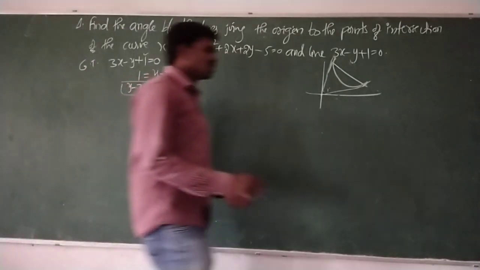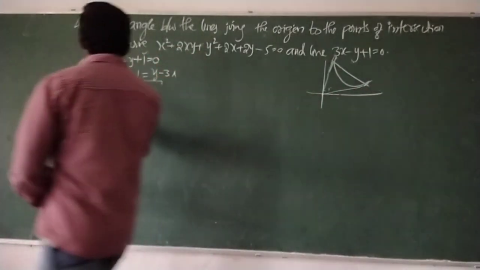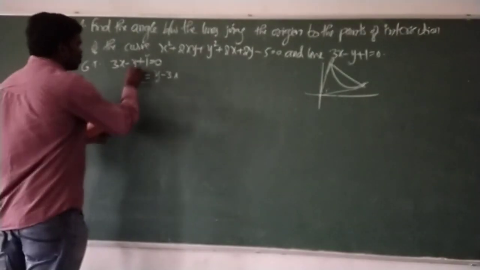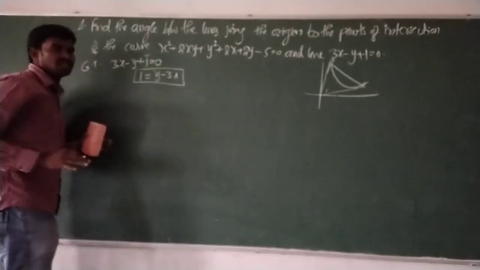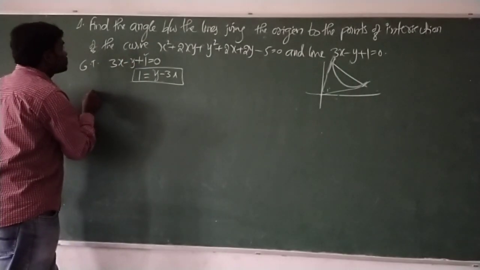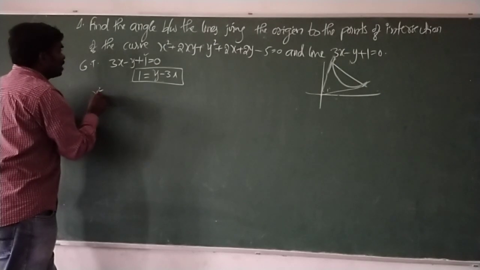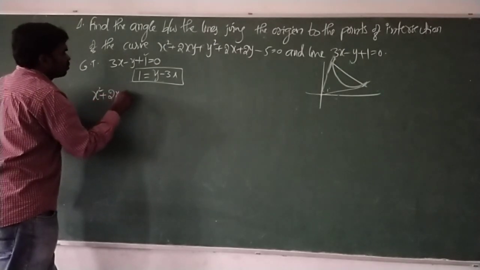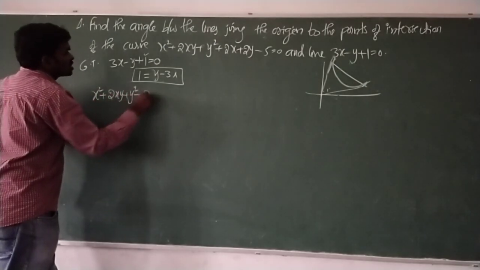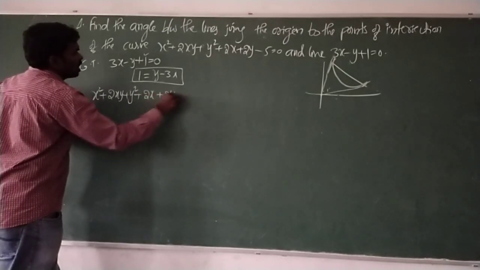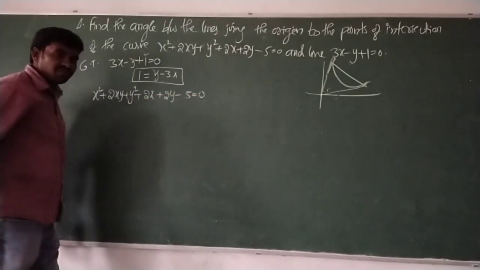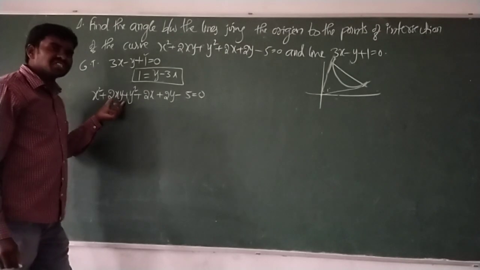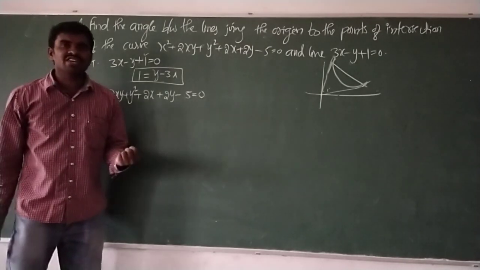We must find what 1 is in terms of y. So 1 equal to what? y minus 3x. So this is also enough. 1 equal to y minus 3x. Keep it. Then take the given curve. What is that? x square plus 2xy plus y square plus 2x plus 2y minus 5 equal to 0. We should transform this equation into a homogeneous equation.